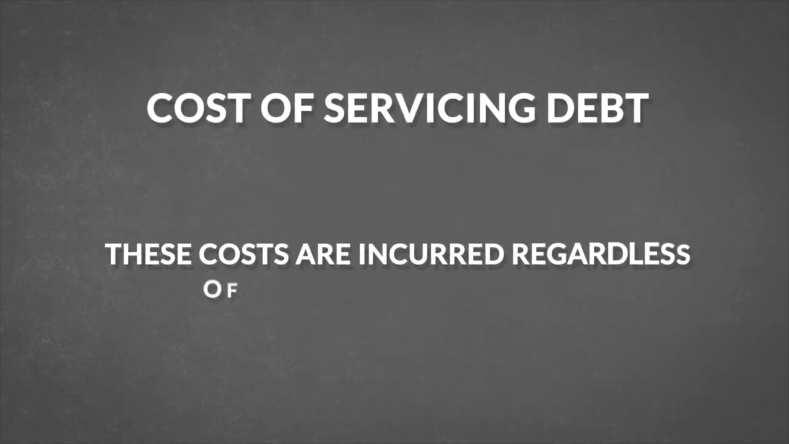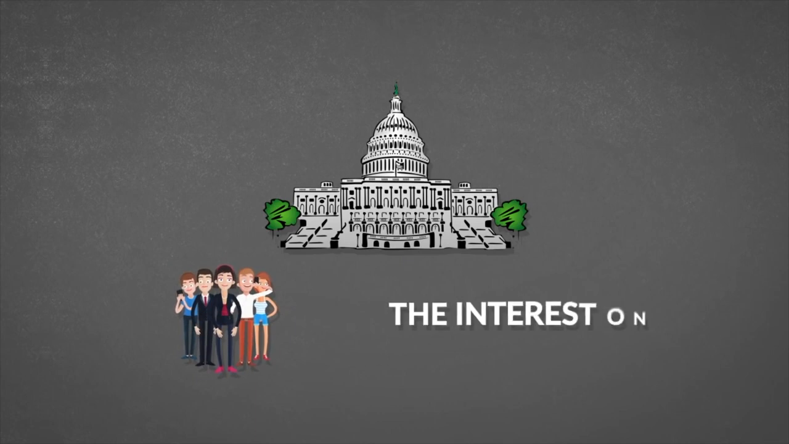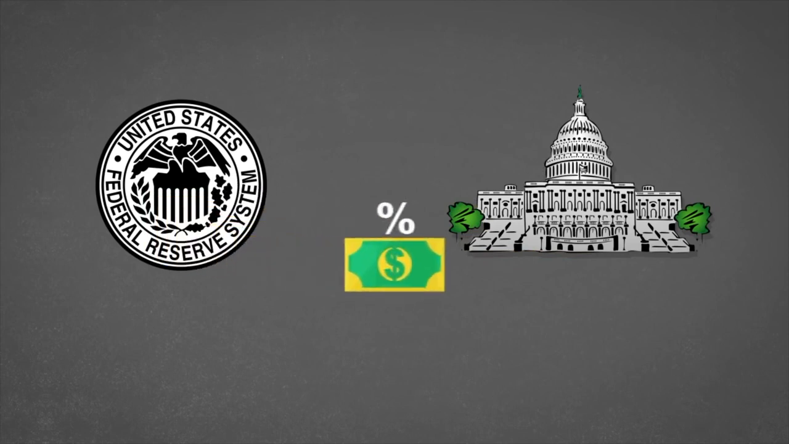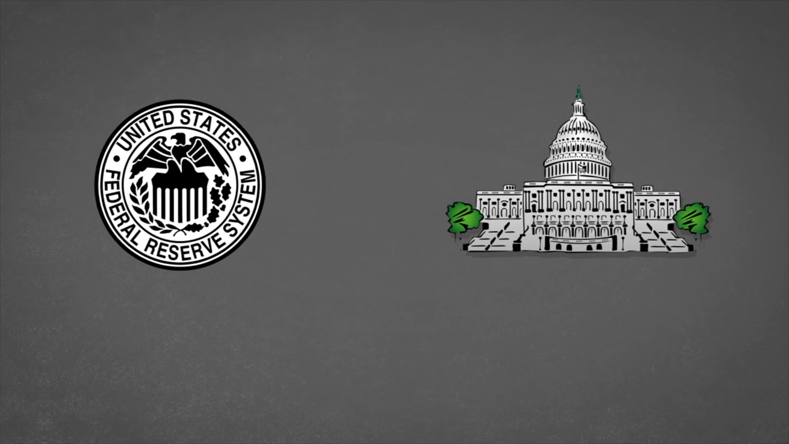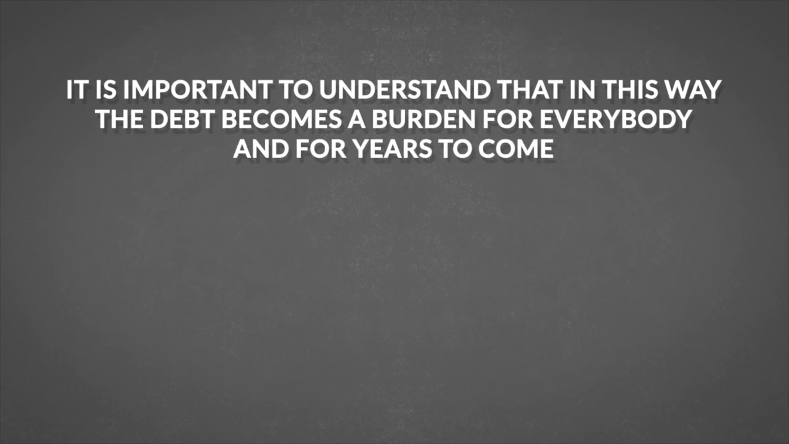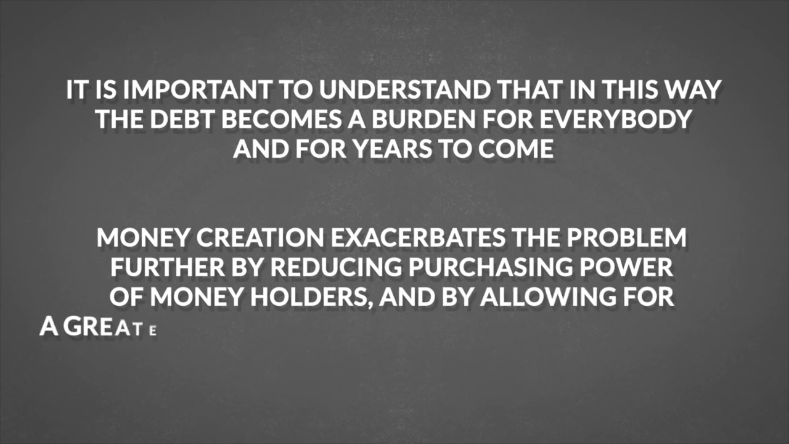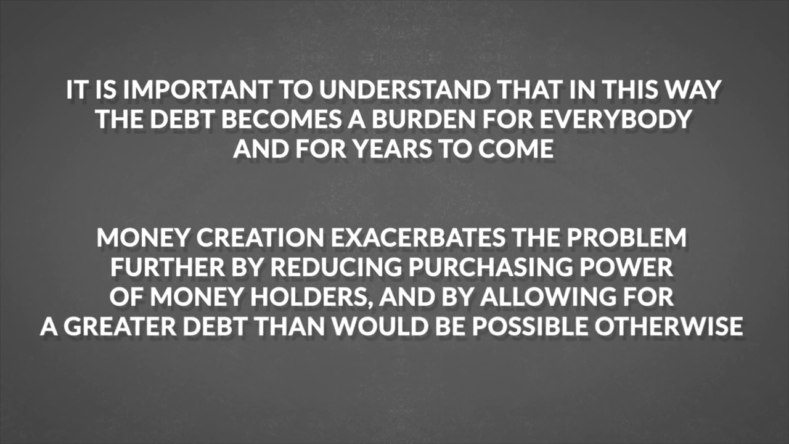These costs are incurred regardless of whether the money is created or not. When the citizens buy bonds from the government for their savings, the interest on the debt is still paid. At the same time, the Fed gives earnings from interest to the government. Thus, it is cheaper for the state to borrow through monetization of the debt, rather than to simply sell bonds. It is important to understand that in this way the debt becomes a burden for everybody, and for years to come, regardless of whether the debt was incurred involving money creation or not. Debt equals borrowing from future prosperity. Money creation exacerbates this problem further by reducing the purchasing power of money holders, and by allowing for a greater debt than would be possible otherwise.